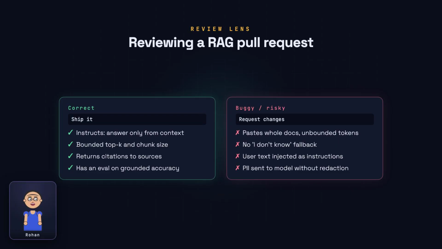On the right, red flags. Dumping entire documents, no I don't know fallback. Retrieved text treated as trusted instructions. That's prompt injection. And personal data sent to the model with no redaction.